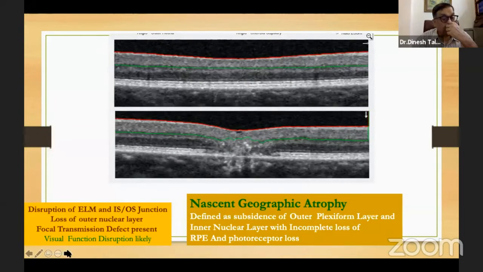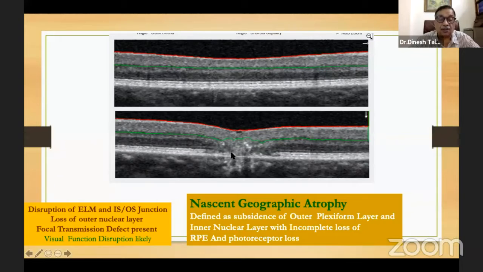It just needs to be followed regularly. Nothing else needs to be done. Now you see what happened over a period of time. This intact ELM, external limiting membrane, ISOS junction, the RPE layers, now they've been disrupted over here. The external limiting membrane has disrupted, the ISOS junction and the corresponding outer segment, inner segments are disrupted, and the RPE is also disrupted.